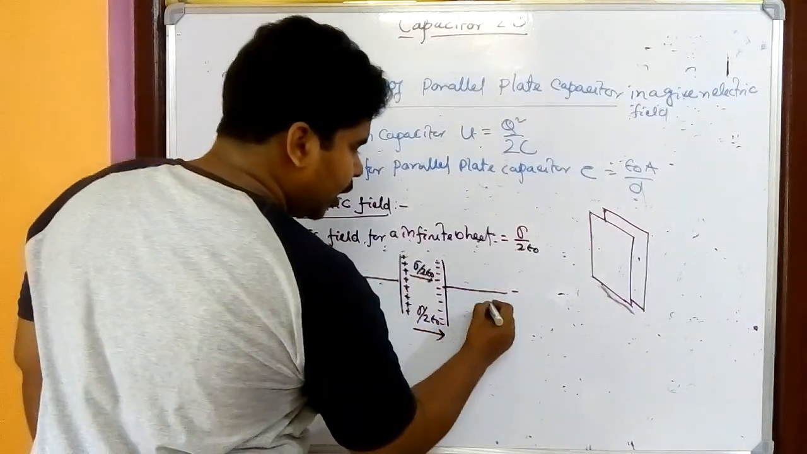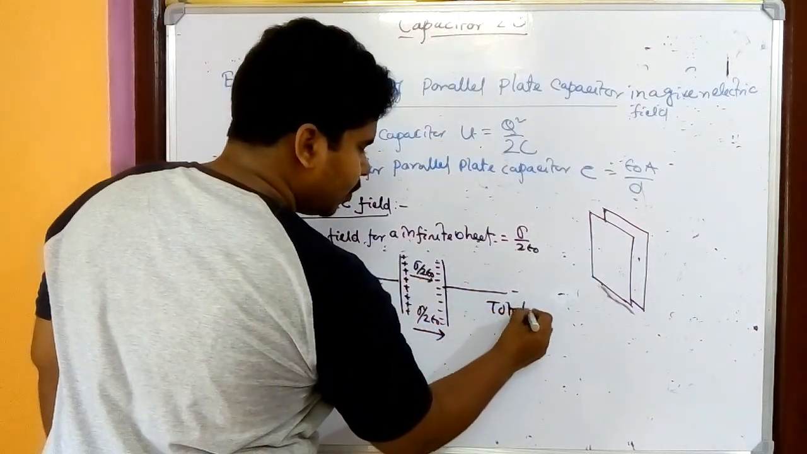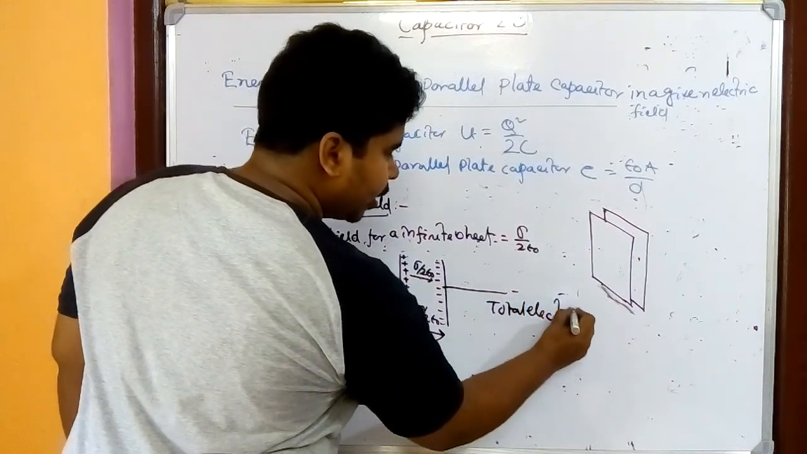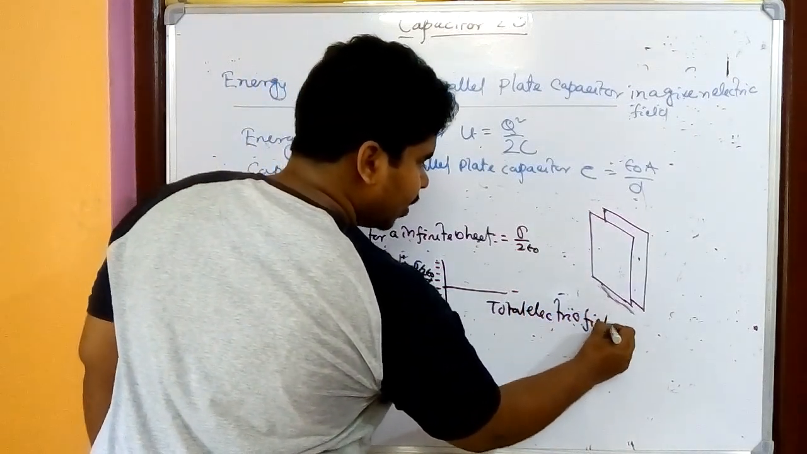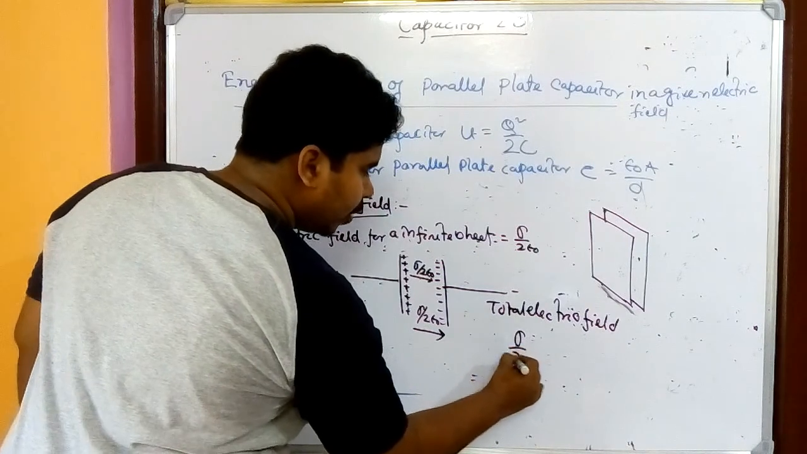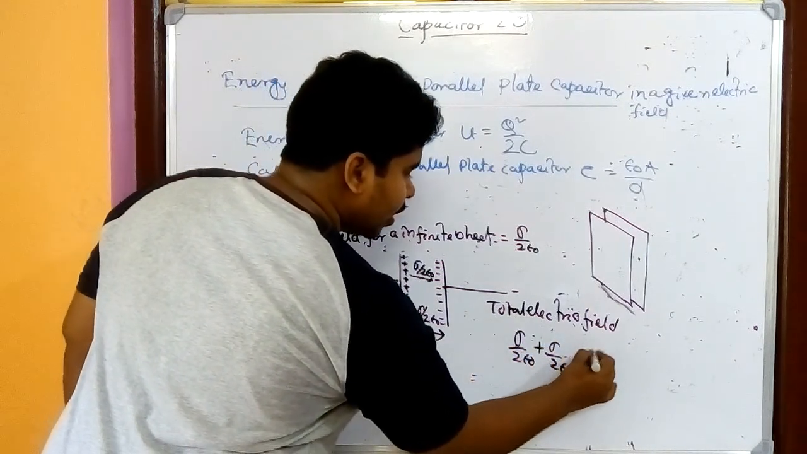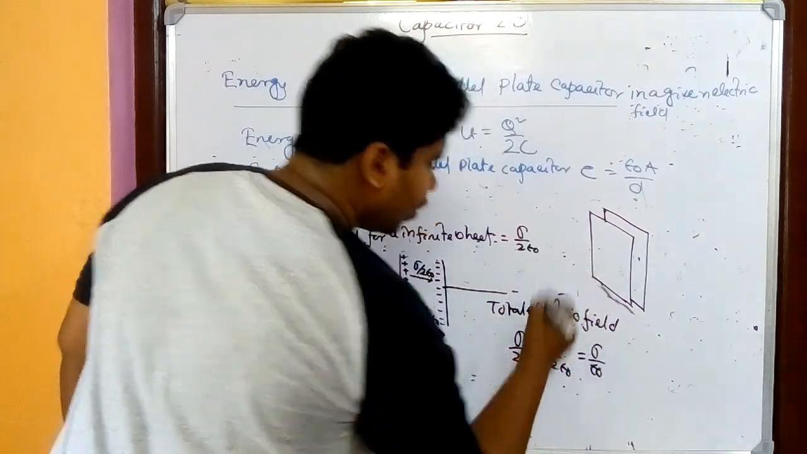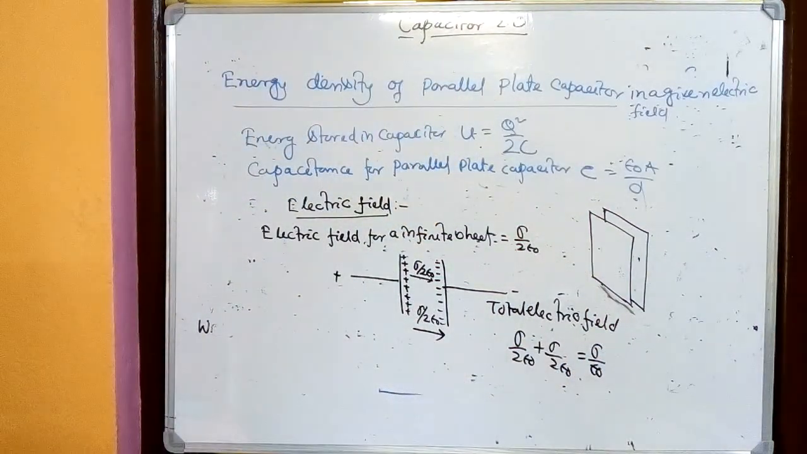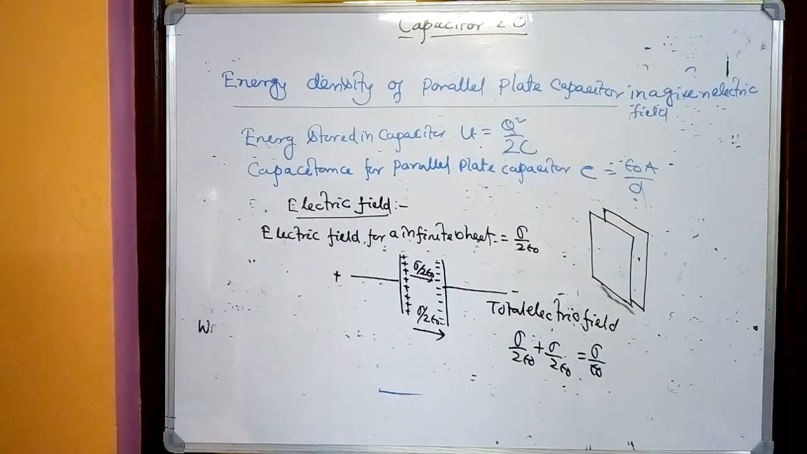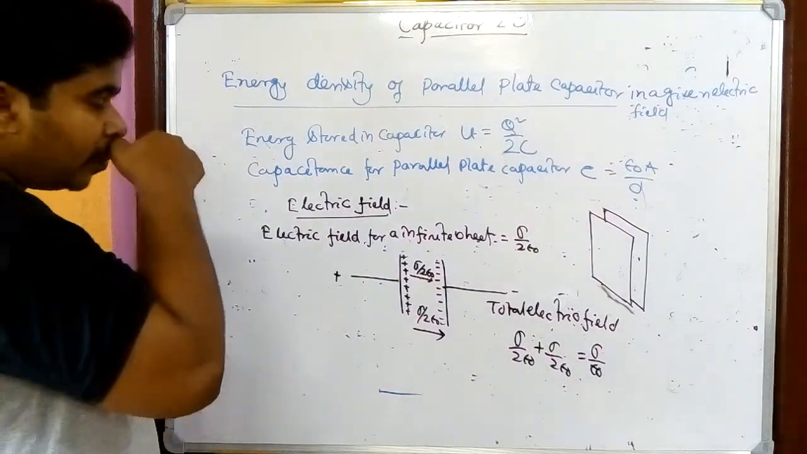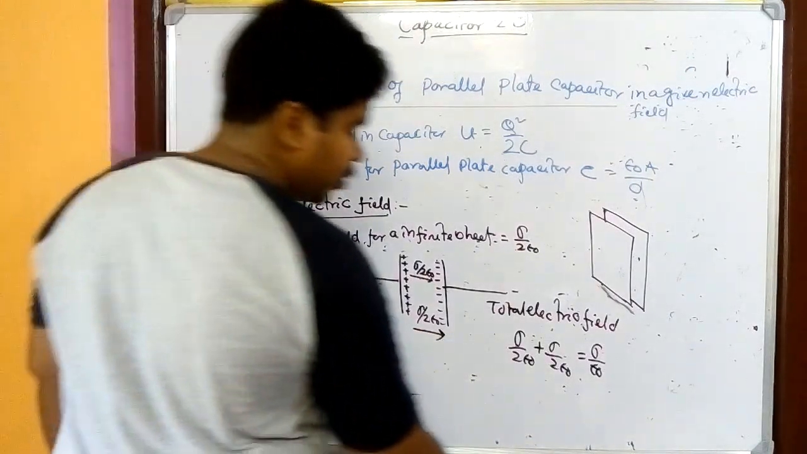So the total electric field will be sigma by 2 epsilon naught plus sigma by 2 epsilon naught. So it is sigma by epsilon naught. So you have to remember, for a parallel plate capacitor, the electric field will be sigma by epsilon naught. Sigma by epsilon naught, that you have to remember.